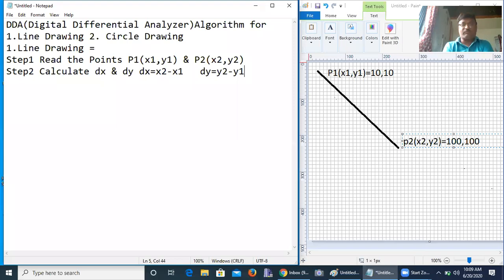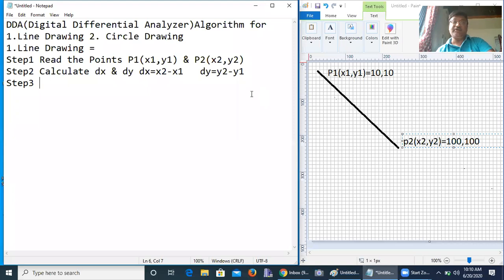Everybody understood step 1 and step 2? Now come to step 3. In step 3 you have to calculate the length of the line. The length of the line is by the Pythagoras theorem: the square root of (y2 minus y1) whole square plus (x2 minus x1) whole square. That is by using the Pythagoras theorem.